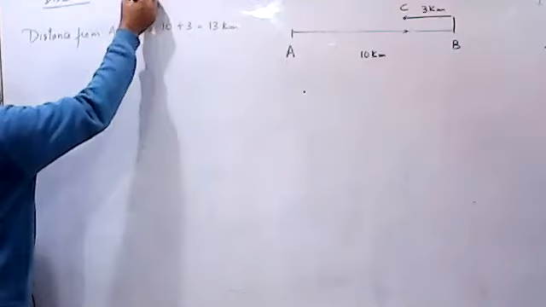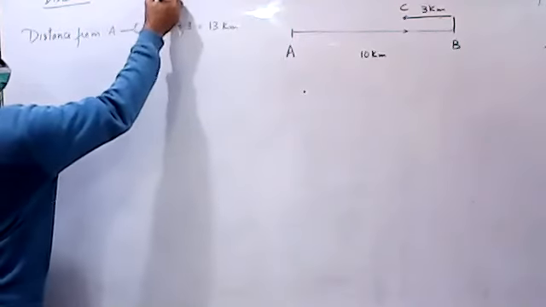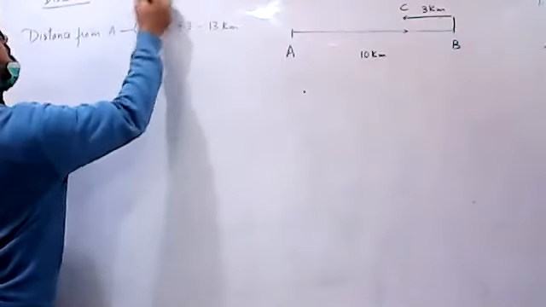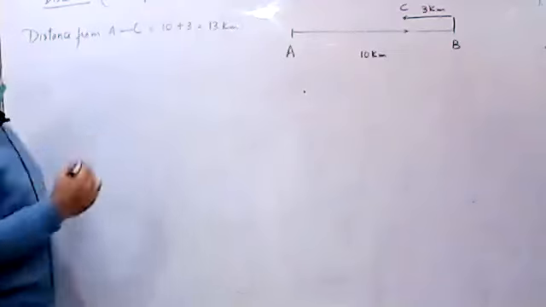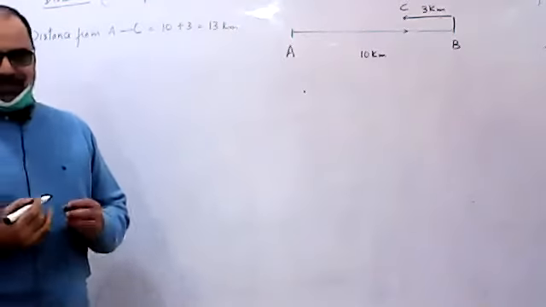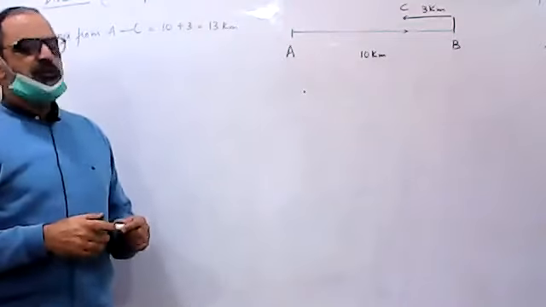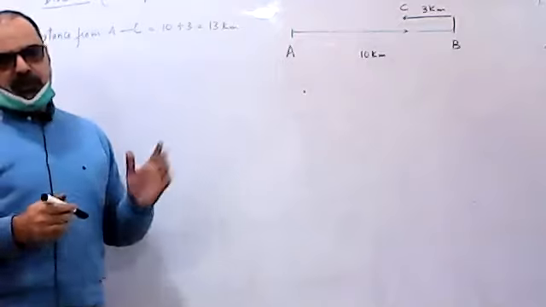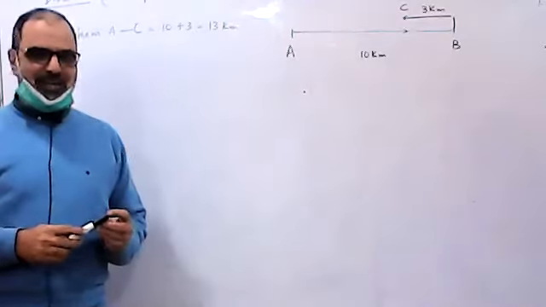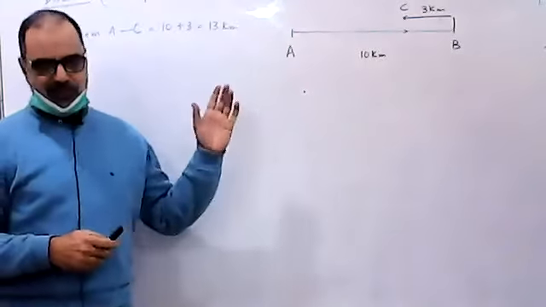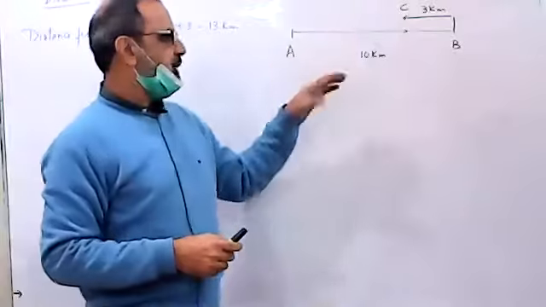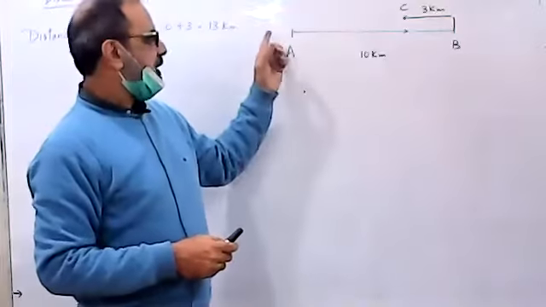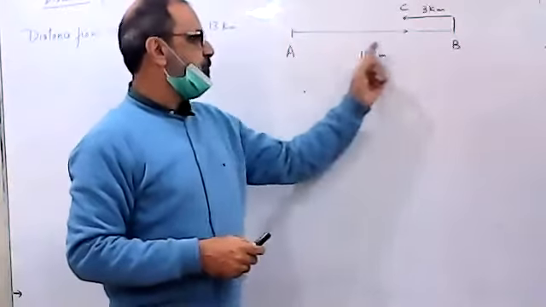Scalar quantity means it does not need direction. So distance, whether you're moving from A to C or C to A or A to B or B to A, in all cases, you don't need direction. You have to travel the same distance from A to B or B to A. You'll be traveling 10 kilometer, or if you're traveling from A to C, you have to move 10 kilometer, then 3 kilometer.